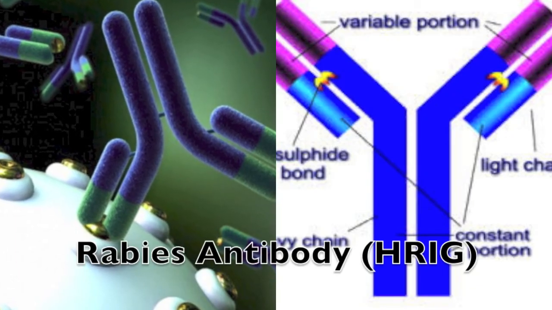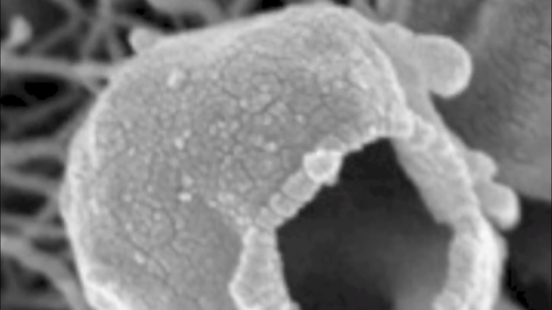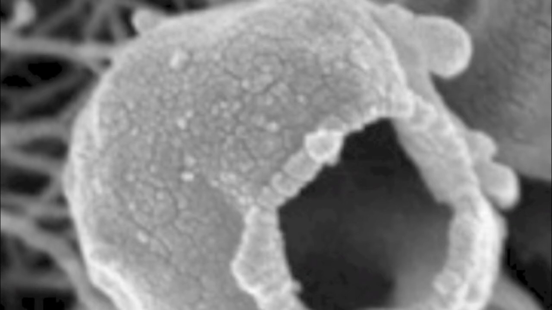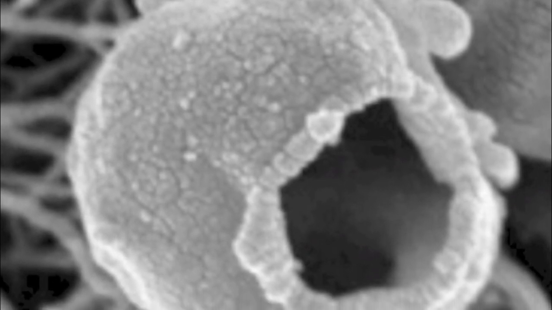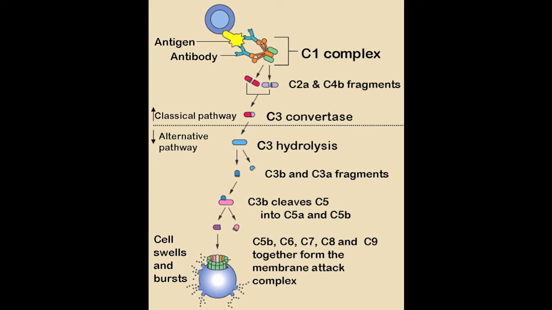These antibodies bind to antigens at antigen-antibody complexes. The antibodies inactivate the antigens by neutralization, opsonization, agglutination, precipitation, or complement fixation. The antigen-antibody complex is called the C1 complex.